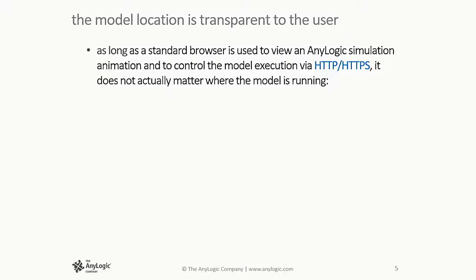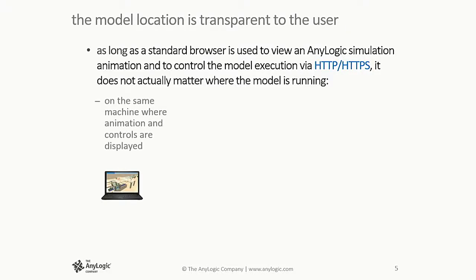Apart from this, it is a much more modern front end than Java, right? So the first consequence is that now it's absolutely transparent to the user where the model is actually running. The possible configurations are, first, the model can run on the same computer where the animation is shown. This is the normal scenario when you develop the model.